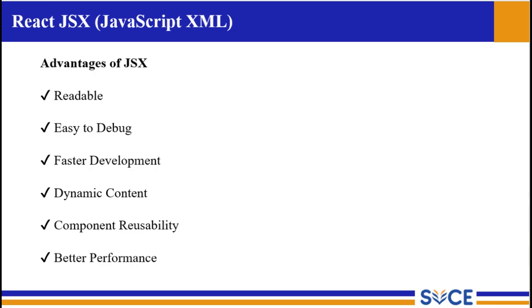In addition to these advantages, JSX also improves collaboration among development teams. Since the code is cleaner and more readable, new developers can understand existing projects more quickly. Overall, JSX combines the simplicity of HTML with the power of JavaScript. It improves readability, speeds up development, supports dynamic content, integrates perfectly with reusable React components, and simplifies debugging. Because of these benefits, JSX has become the standard approach for building React user interfaces.